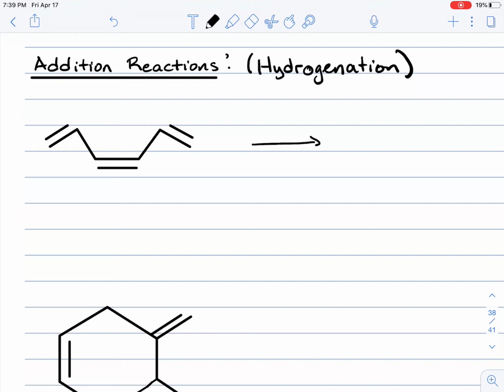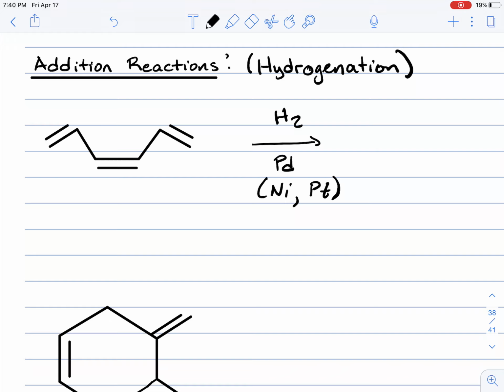All right, so for hydrogenation to occur, you need a couple things. You need H2 gas and you need palladium. You can also replace palladium with nickel or platinum. So all three of these, if you see them at the bottom of your arrow or somewhere on your arrow, then it's implying that a hydrogenation reaction is going to occur.